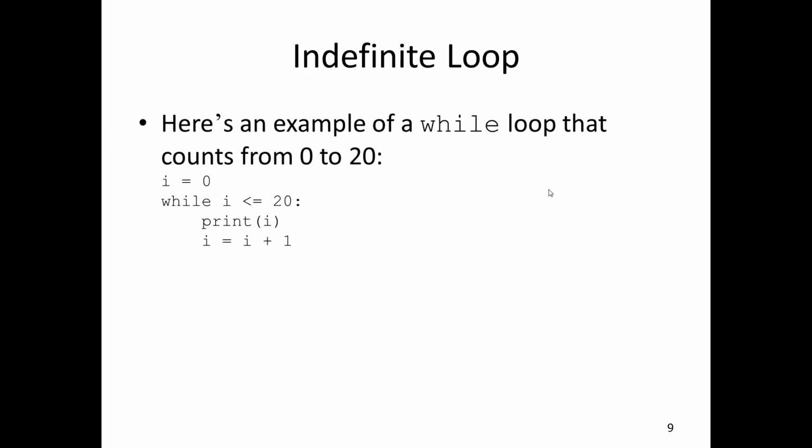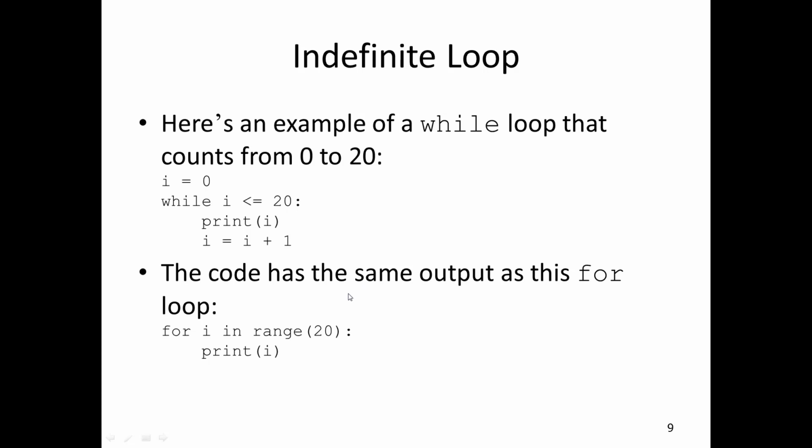Here's an example of a while loop that counts from 0 to 20. So we start out with 0, and we do this while loop while i is less than or equal to 20 because we're starting at 0. We're going to print i, and we're going to add 1 to i. We can also do this with the for loop with the simple statement for i in range 20, print i. This will print i starting at 0 up to 20 but exclusive of 20, which will give you whatever is in i printed 20 times.